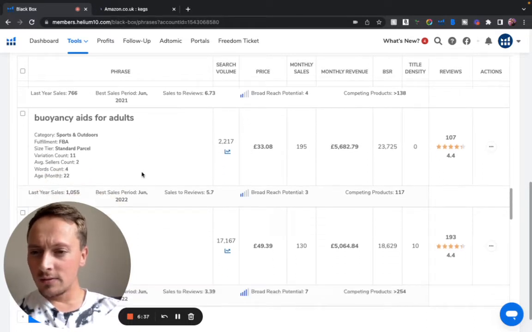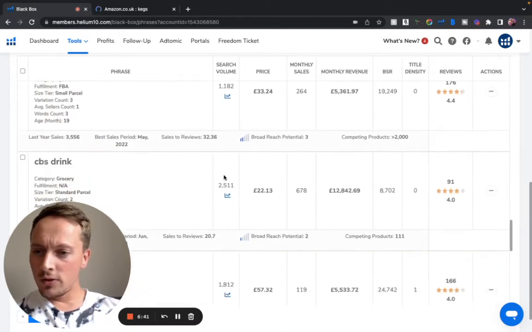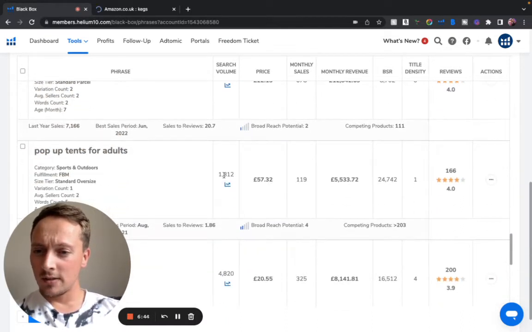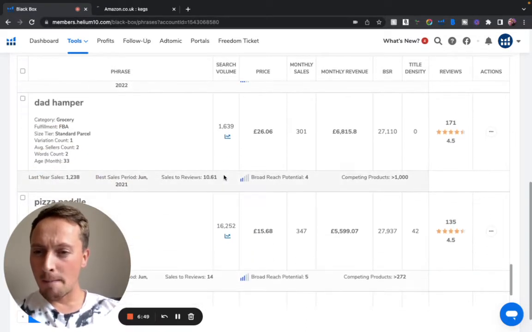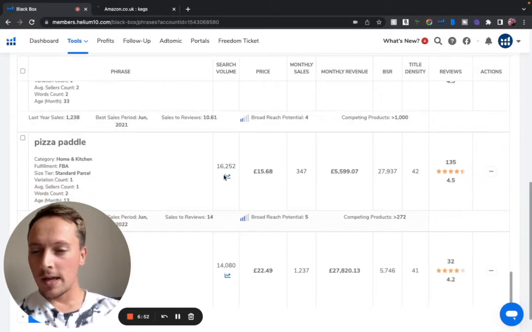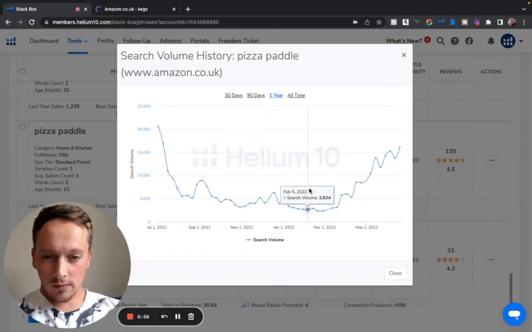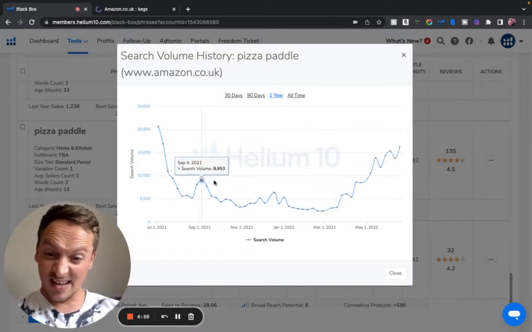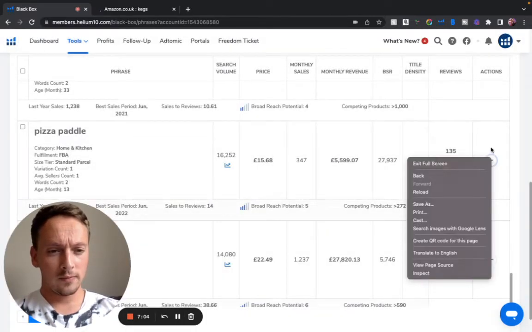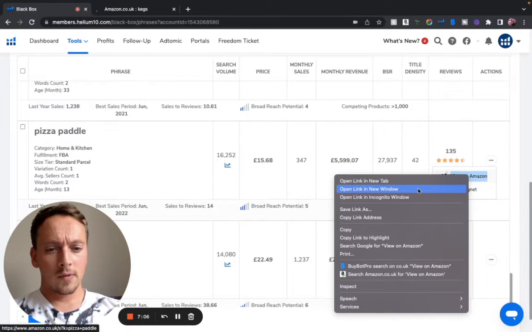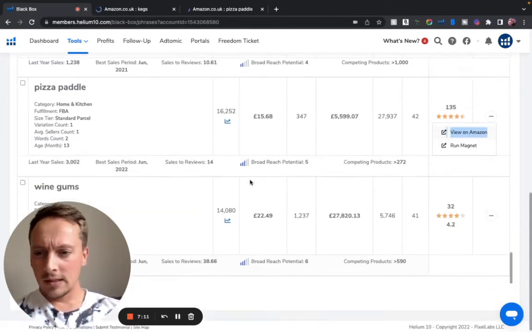Aids for adults. Okay. Tennis rackets. Air up pods. CBS drinks. Pop-up tents for adults. CBD gummies. Dad hamper. Obviously that was Father's Day. Pizza paddle. What's pizza paddle? Once again, pretty seasonal, but then again, there's still some big search on this all the time, so I'm going to pull up that as well. Let's open a new tab. Pizza paddle there. Let's check if there's anything else.